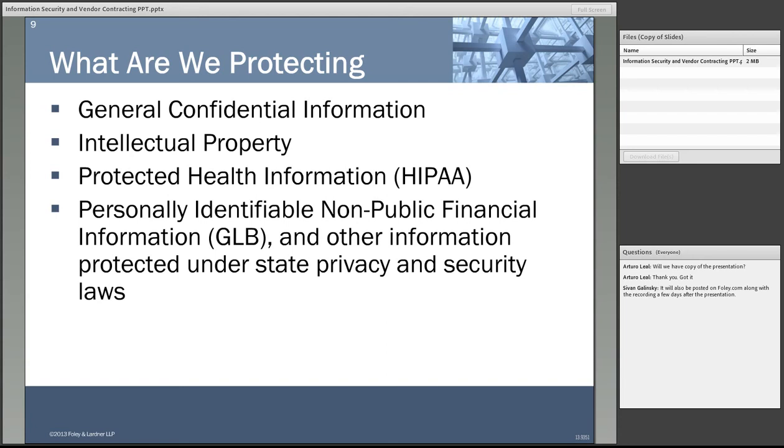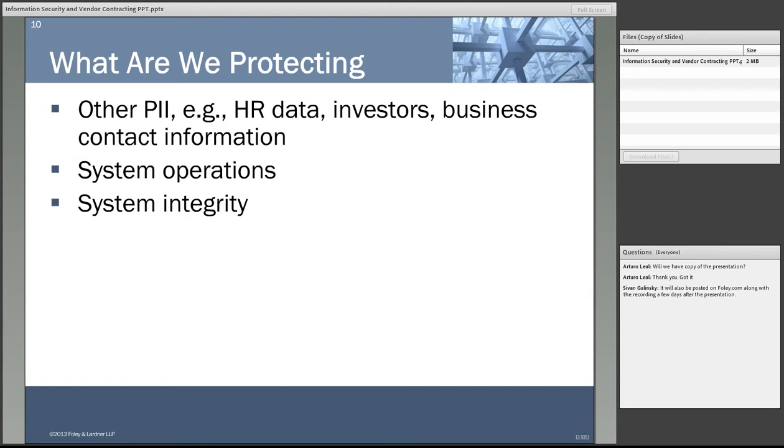On the next slide, so many times when we're talking about personally identifiable information, businesses will say, well, our customers are businesses, not consumers, therefore we need not worry. But every business has employees, and those employees have human relations data, healthcare data that the business may have. All of that may need to be protected and may be subject to laws and regulations. Of course, system operations, system integrity, other things that we're trying to protect by information security measures.